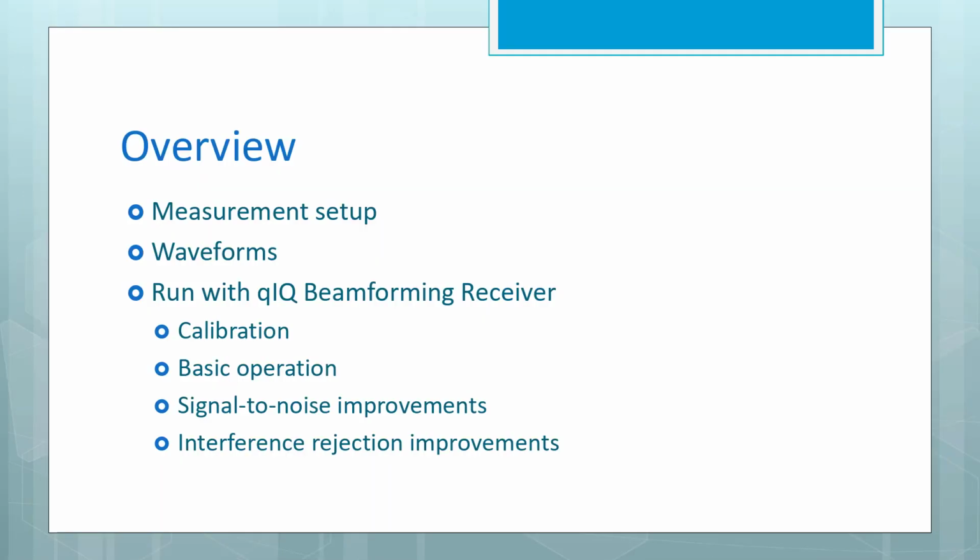Here's an overview of the video. We'll talk about the measurement setup and the waveforms that we'll be using, and then we'll go into running with QIQ Beamforming Receiver software. First of all, we'll do a calibration of the system, then we'll just do some basic operation to show how to turn things on and off. Then we'll do a couple of examples. The first one shows signal-to-noise improvements using a multi-antenna array, and then we'll talk about interference rejection improvements.